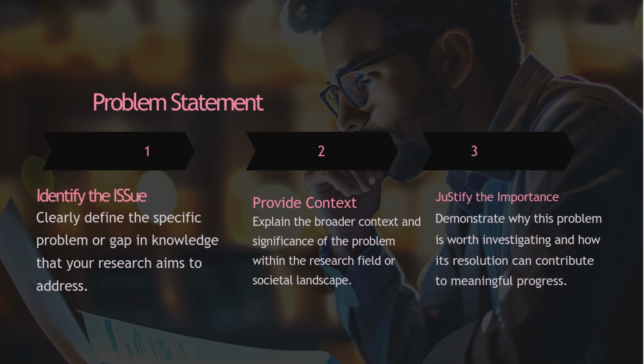investigating, or why your research would be investigating the worthy problem, the problem which you have identified.